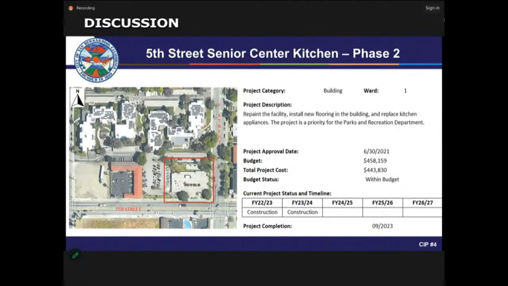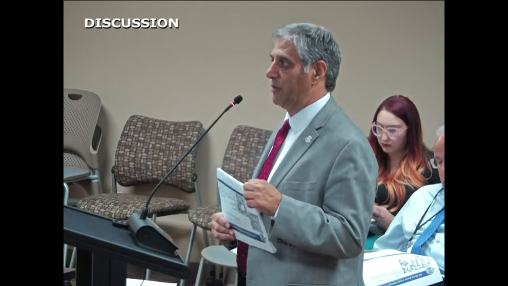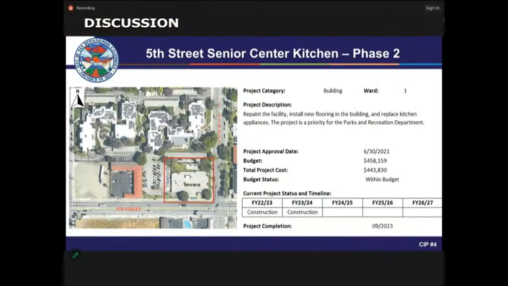The Fifth Street Senior Center kitchen project included the repainting of the facility, installing flooring, and kitchen appliances, and this is an important project that was almost completed, as you heard earlier. However, we had the health department come up with a list of things that they wanted us to incorporate, and we just received it last week and received a proposal for the additional work. So this will be coming back to you to move forward and complete the repairs needed. We're expecting it to be done shortly.